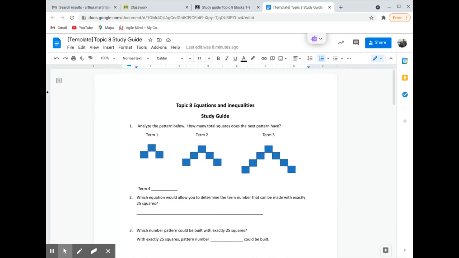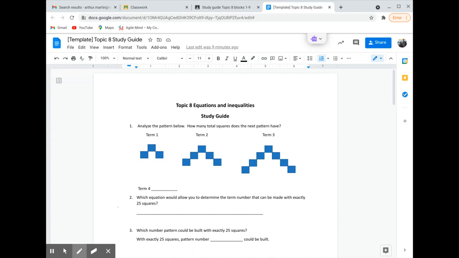All right, so looking at the first one, if you would, Abigail, will you go over it for us, please, ma'am? Will you read it and then tell us what you would do to find the answer? Okay, so first I have to go. It says, analyze the pattern below. How many total squares does the next pattern have?